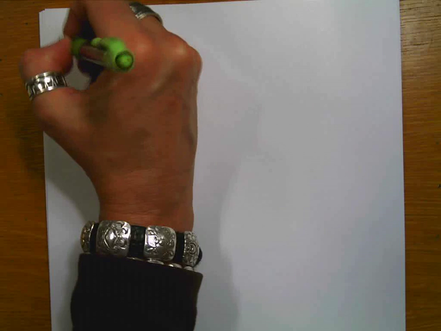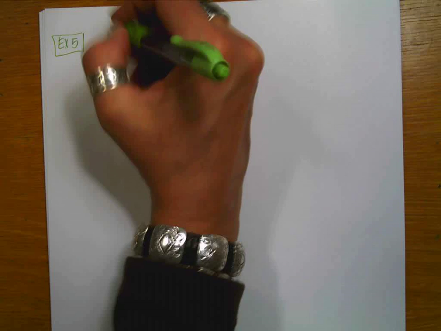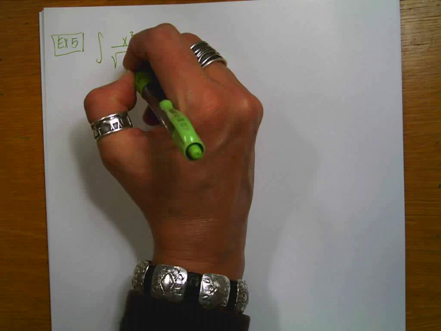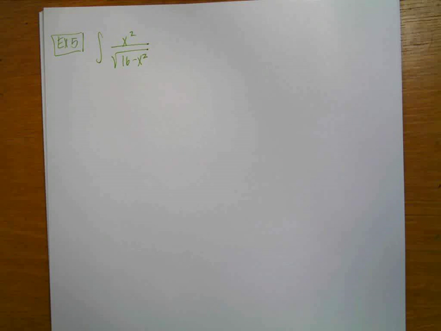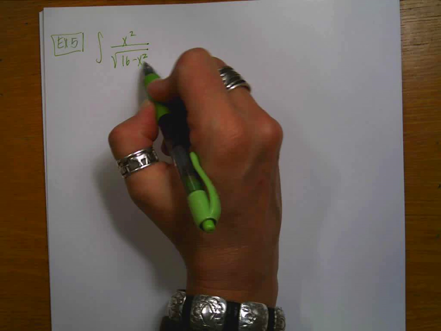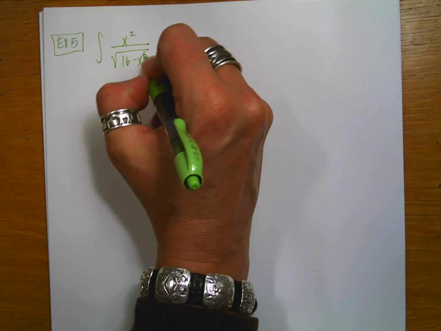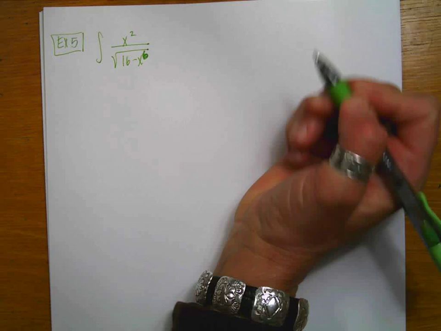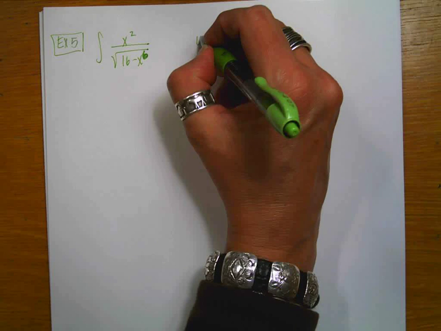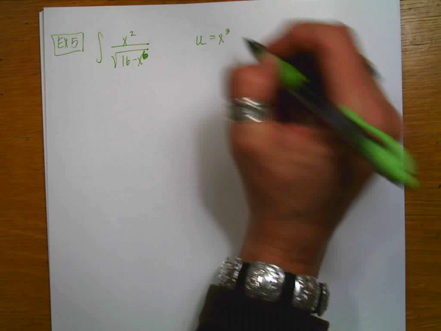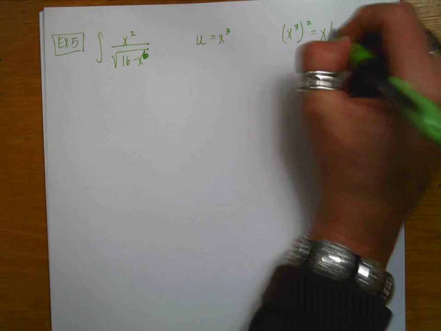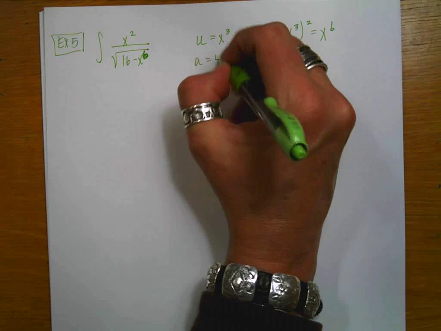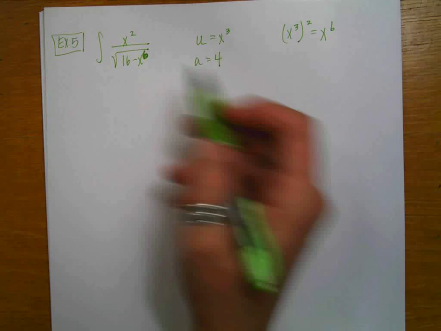Okay. Example number 5, we're just flying through our examples. If I have the integral of x squared over the square root of 16 minus x squared, okay, so on this one, I can, oops, sorry, I wrote that badly. I was going to say that doesn't work. It's x to the 6th. Okay, so in this one, I'm going to let my u equal x to the 3rd, because x to the 3rd squared is going to be x to the 6th. My a is going to equal 4.